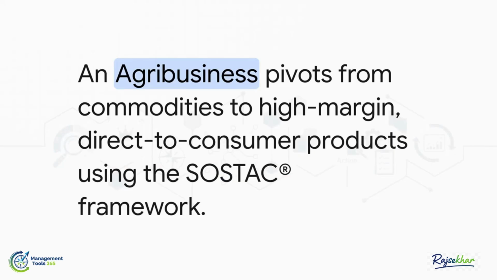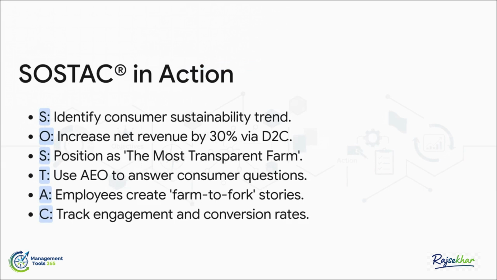Theory is great, but let's make this really tangible. We'll look at a quick example of an agribusiness using the SOSTAC framework to pivot from selling low-margin commodities to high-margin, direct-to-consumer products. To see how this works in practice, the situation analysis identified a huge consumer trend. The objective was a very specific revenue goal. The strategy was to own the word transparent. The tactic was to use answer engine optimization, or AEO, creating content that answered consumer questions directly. The action was to empower employees to tell their own stories, and the control was tracking specific metrics to optimize everything. See, each step flows logically right from the last one.